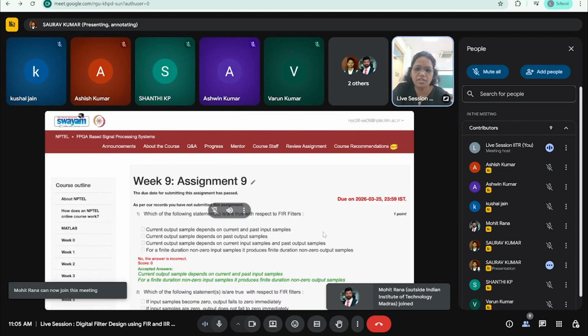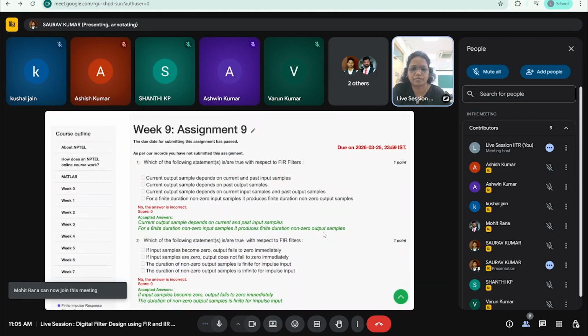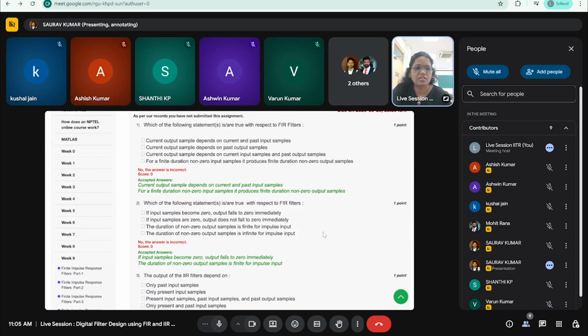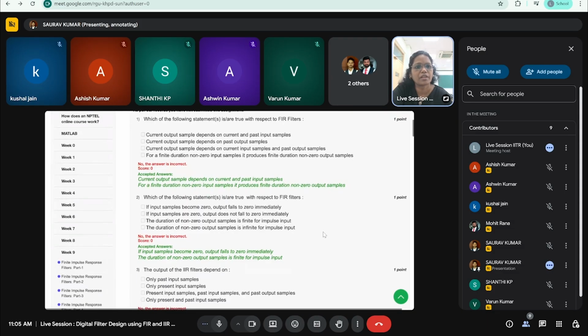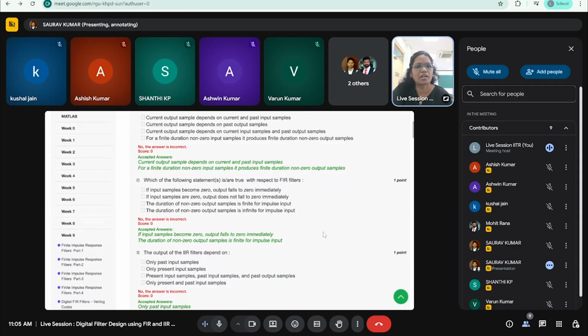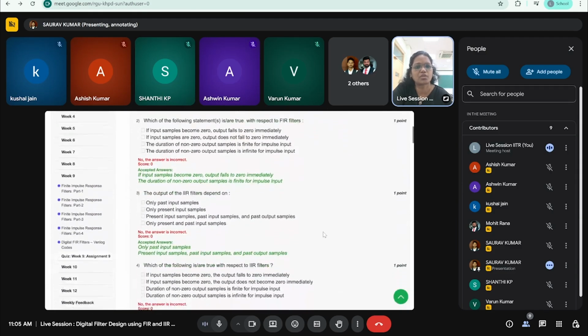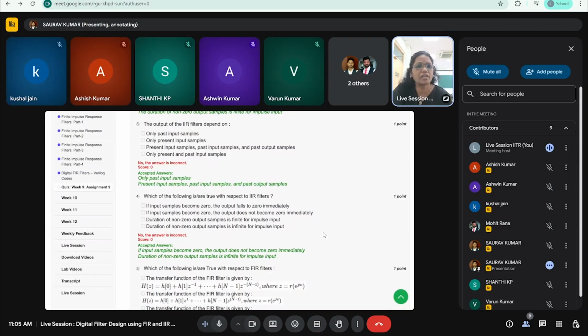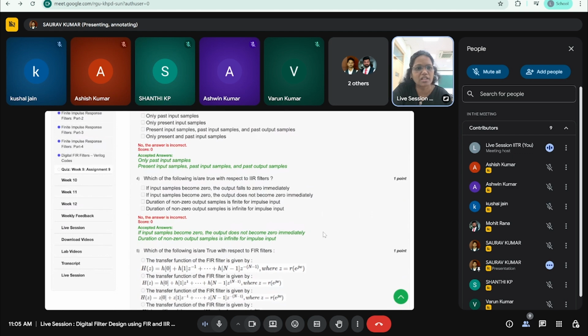And the week 9 assignment is based on the filters actually. FIR and IIR filter design. This is basically the MCQ and MSQ types, in which you would have the basic definition of the FIR filter and IIR filter, and the output of each of them. The impulse responses are decided by which inputs and outputs. So the IIR would have the feedback, and the present and past input samples as well as the past output samples are used to decide the current sample.